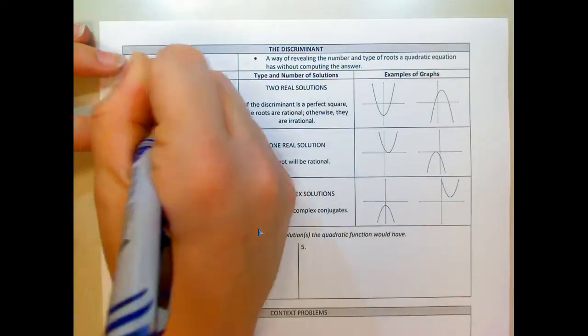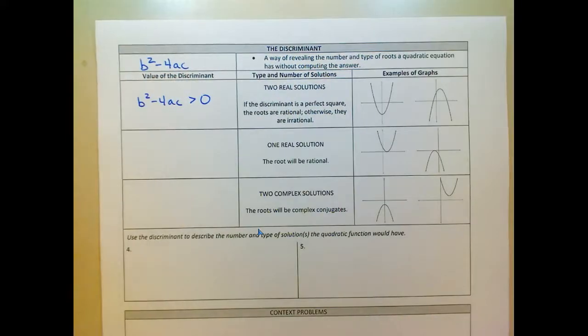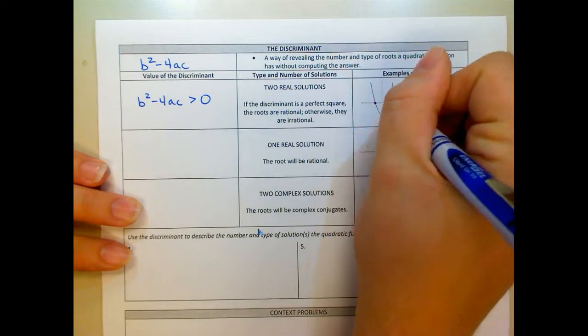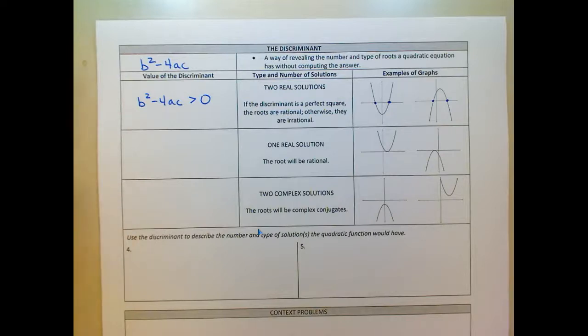So if b squared minus 4ac is bigger than 0, so any positive number, you can expect 2 real solutions or 2 real zeros. Now, some other useful information is that if the discriminant is a perfect square, then you can expect your solutions to be rational, which means it will most likely factor. If not, then they are probably irrational, which means they would not factor. Okay? You can also see in a graph, it doesn't matter the opening, it just matters where it crosses the x-axis. So if it crosses the x-axis twice, then you know you have 2 real zeros.